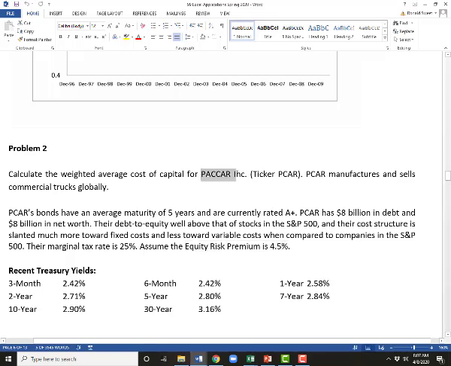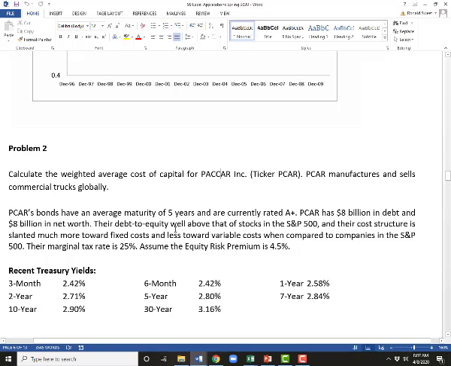Remember on Packer, just like we did on Kroger, you're going to do 4 steps. You need to write that up in your answer. First, is Packer defensive or is it cyclical? They sell and manufacture commercial trucks globally. Does that sound like a high beta stock? Are they doing a durable good, a manufactured good? Are they doing a consumer staple? So that's the first step.